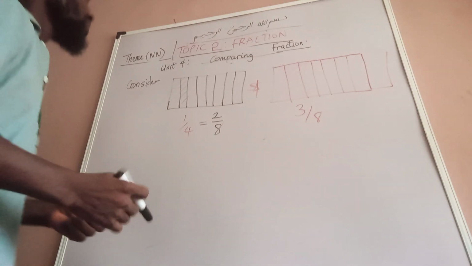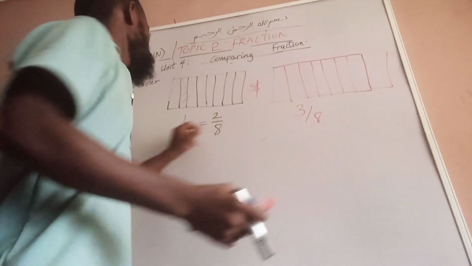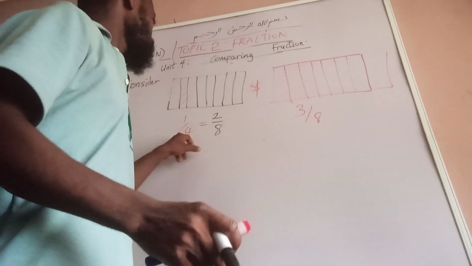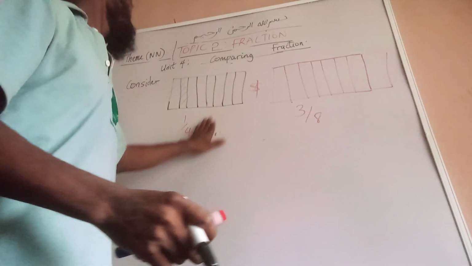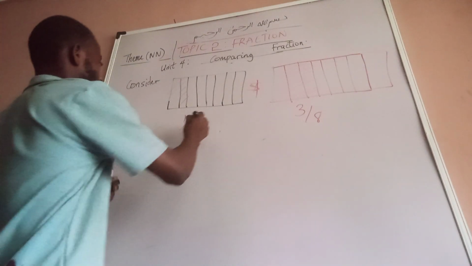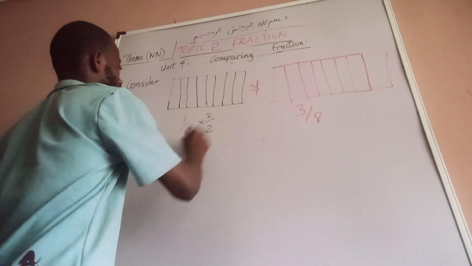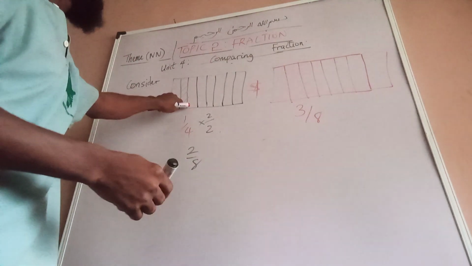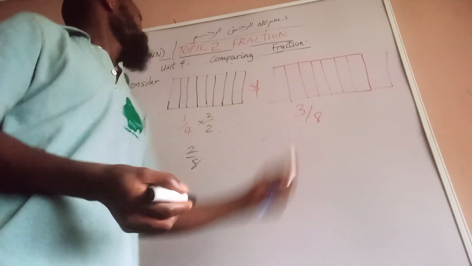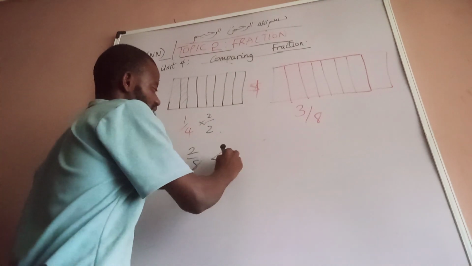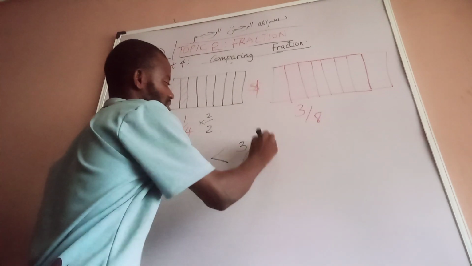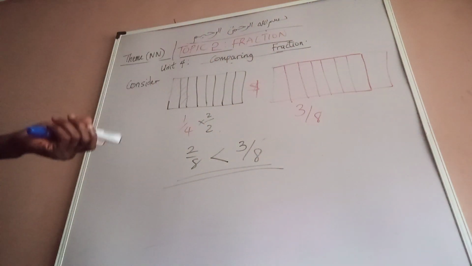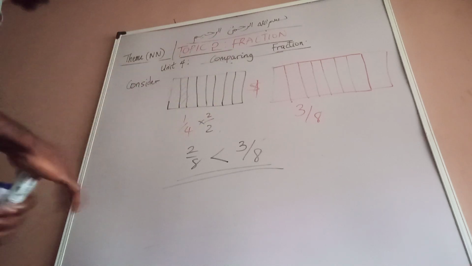How is it 2 over 8? I told you that you look at these two, which one is the smallest? This one is smallest. Then what number will you multiply this one by to give you 8? That is 2. So if you say 1 over 4 times 2 over 2, that will give you 2 over 8. The same thing. Can you see? 2 out of 8, and here 3 over 8. Then 2 over 8 is less than 3 over 8. So this is how it is being done.